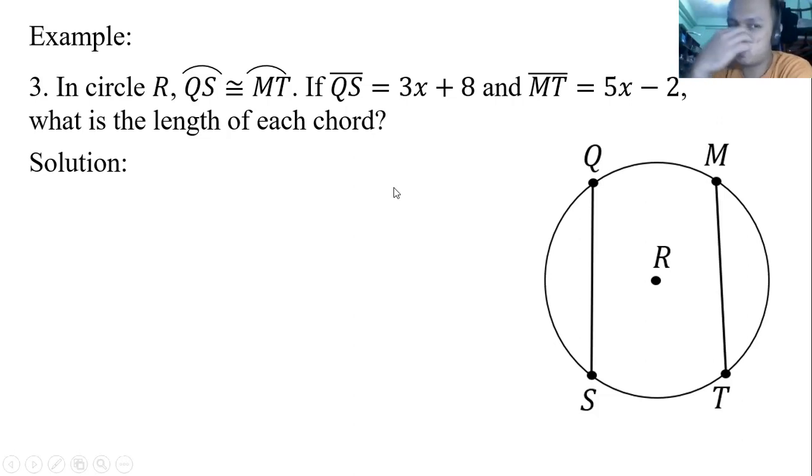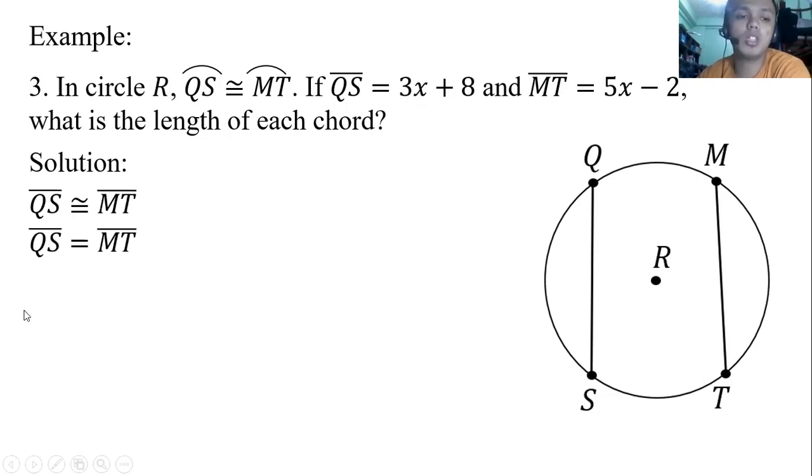Okay, now here, given that arc QS is congruent to arc MT, then chord QS is equal to 3x plus 8, and MT is 5x minus 2. What are the lengths of each chord? Since their subtended arcs are congruent, therefore chord QS is congruent to MT, and QS is equal to MT.